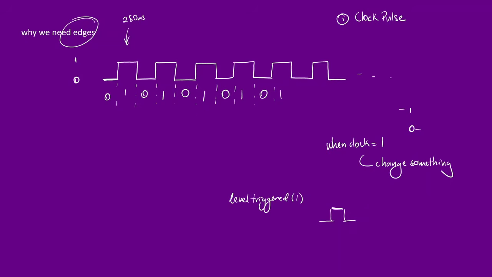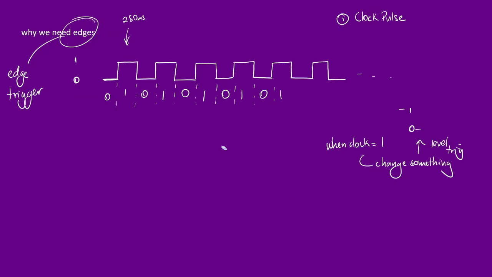But the better, more precise, economical engineering way to do this is to make it edge triggering. So this is why we need edges: to make an edge trigger. We call it level triggering for 0 and 1. Then edge triggering only triggers things when there is a change, and you see that makes more sense.